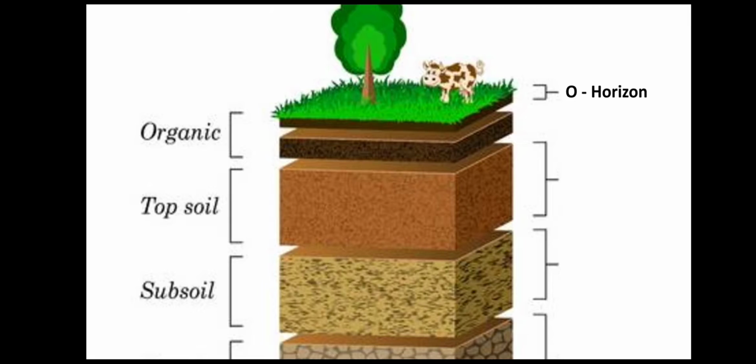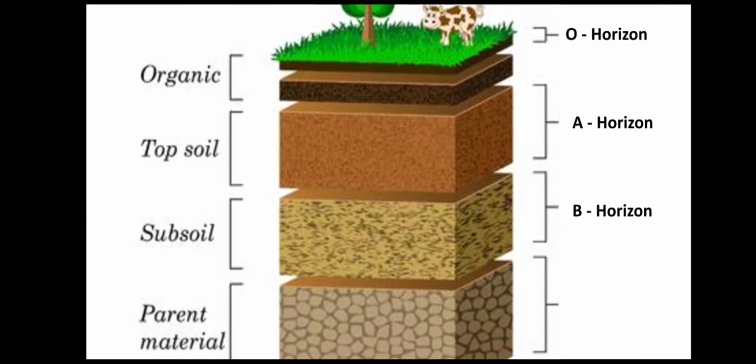Number 2, A horizon. Topsoil layer is a mixture of some humus, inorganic materials and leaching. Number 3, B horizon. Subsoil layer composed of inorganic materials and is an accumulation zone.